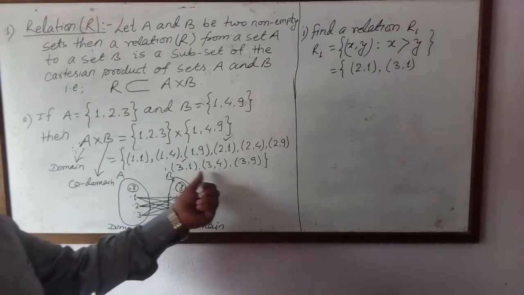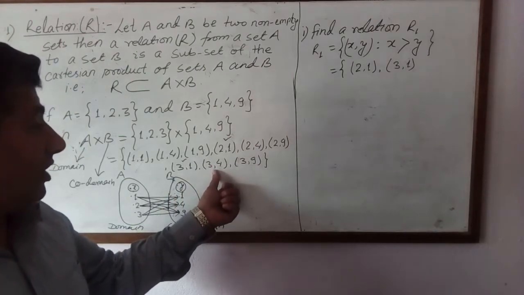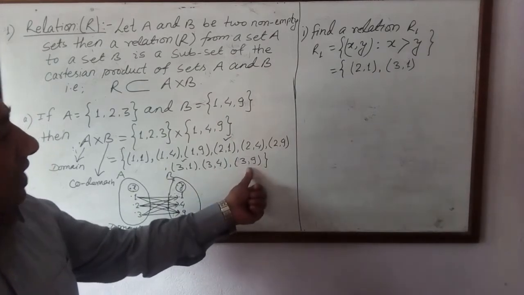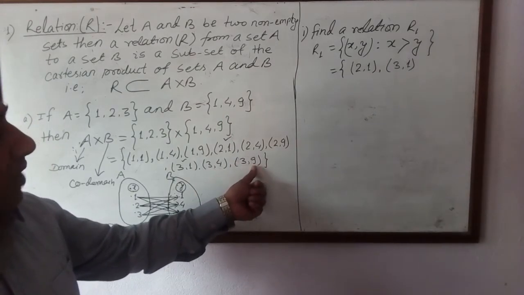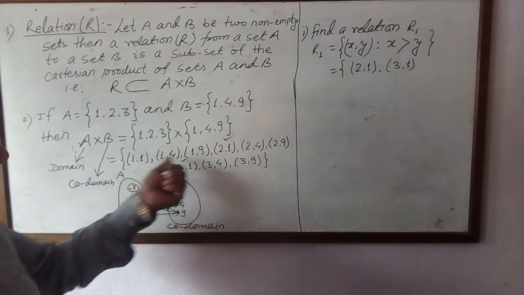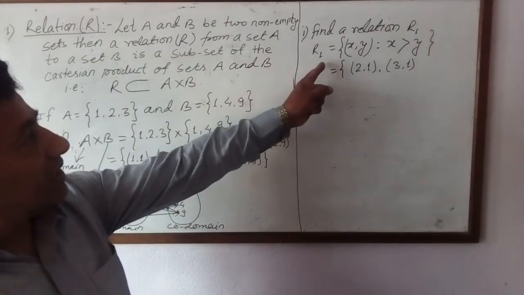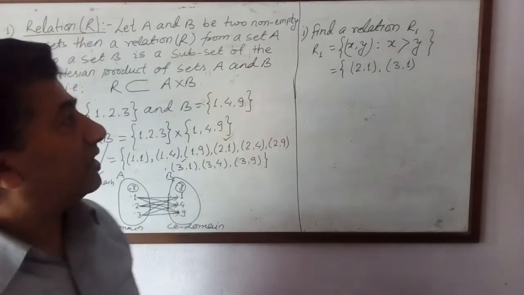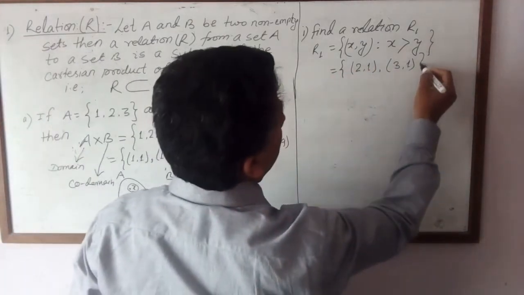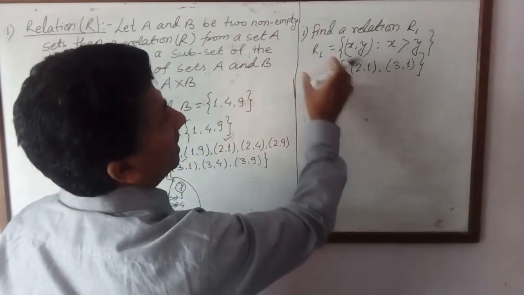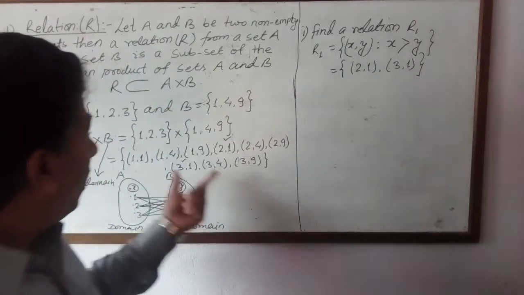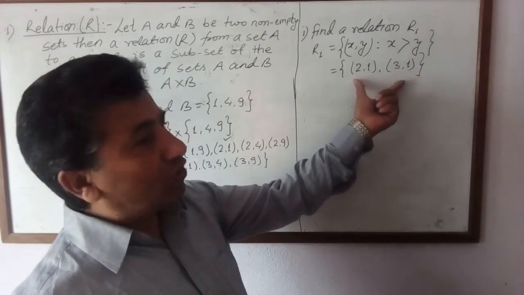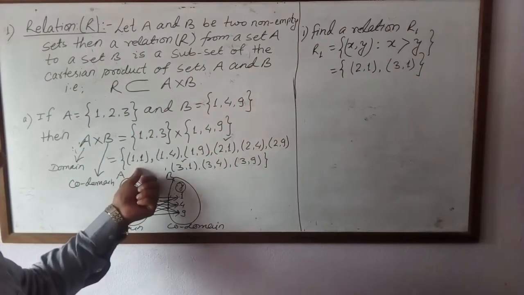Now here is 3 and 4, another ordered pair 3, 4. This does not satisfy the condition. This 3, 9 also, here X is smaller, Y greater. Now out of these 9 ordered pairs, only these 2 ordered pairs satisfy the given condition. That's why in this R1 we found only 2 ordered pairs. These 2, 1 and 3, 1 we took from this A cross B.